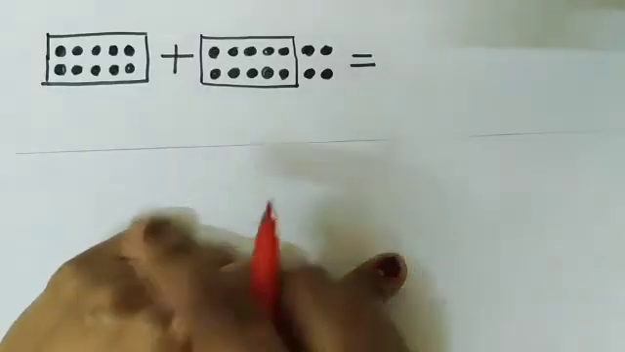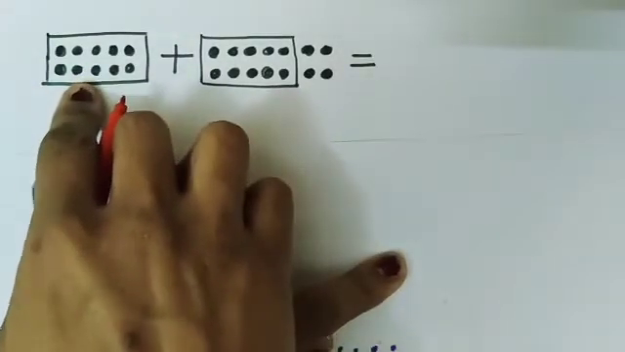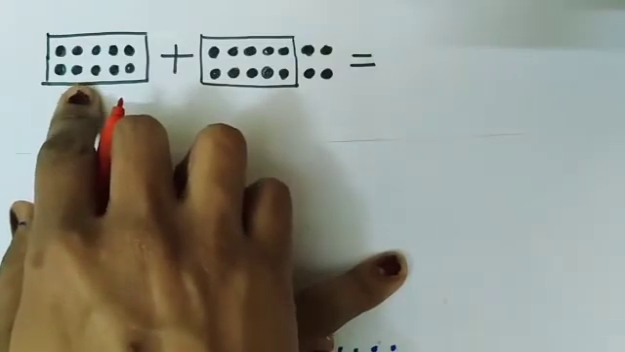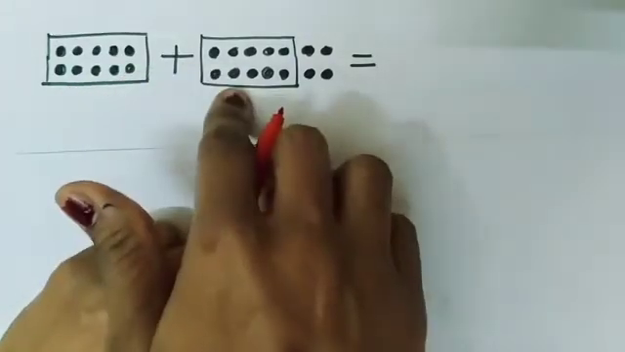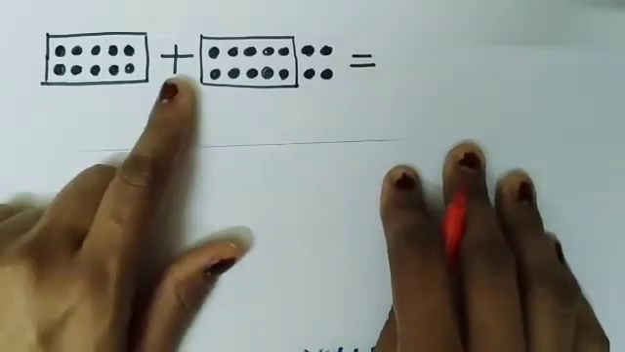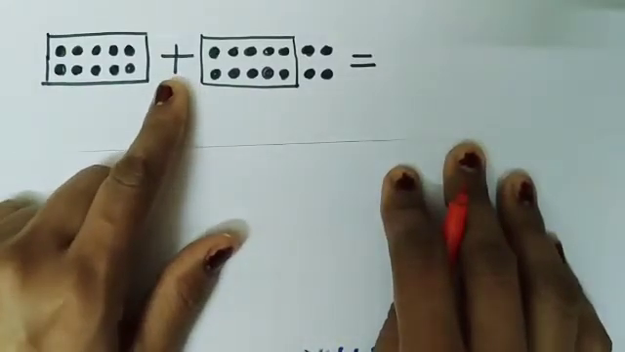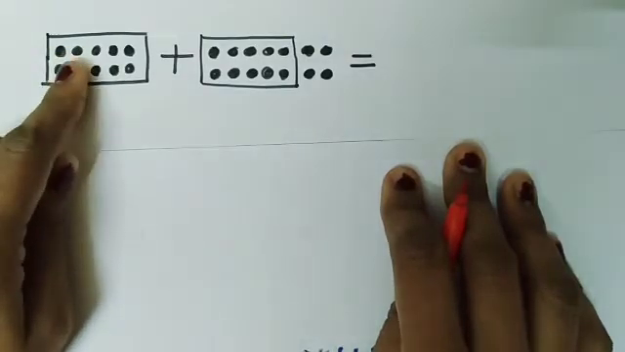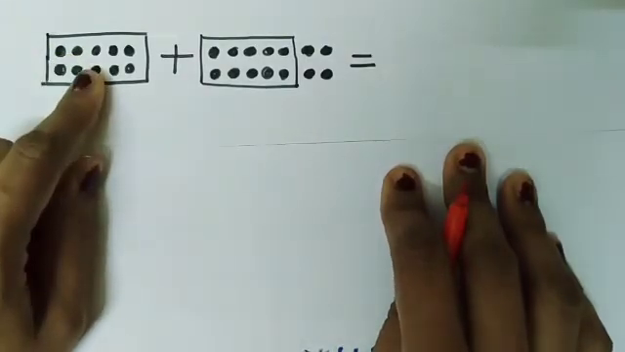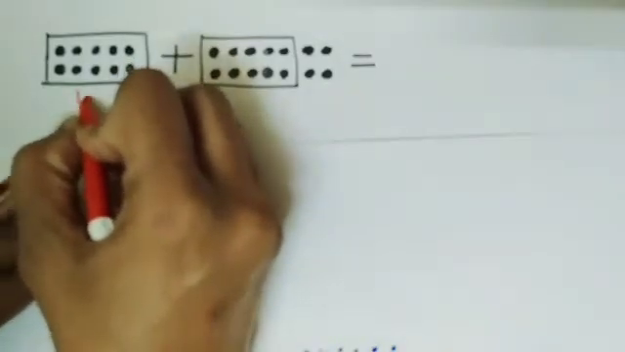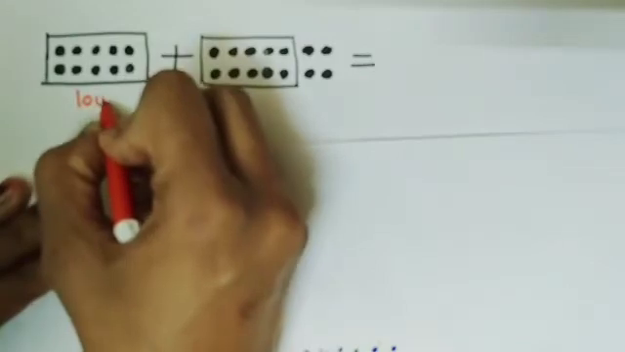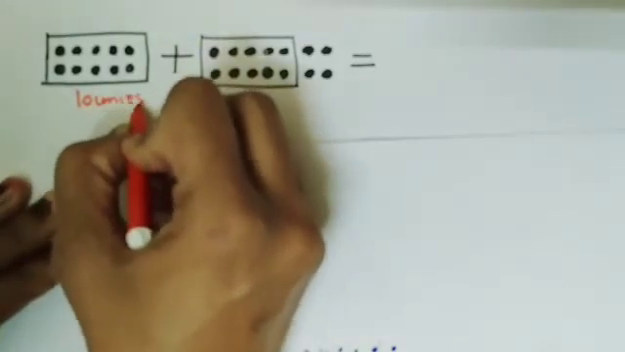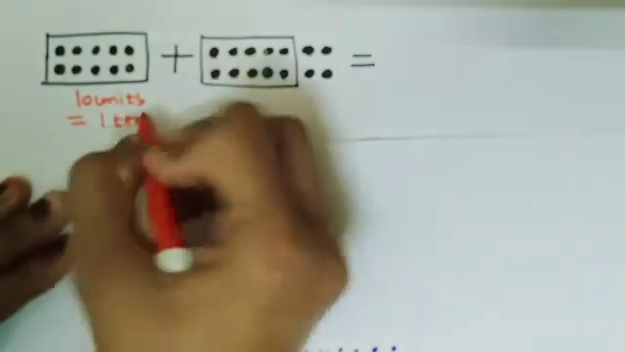Children, look at this picture. Here we have some dots and we have to do addition of those dots. In this box we have 10 beads, so we will write here 10 units. And 10 units is equal to 1 ten. Yes.